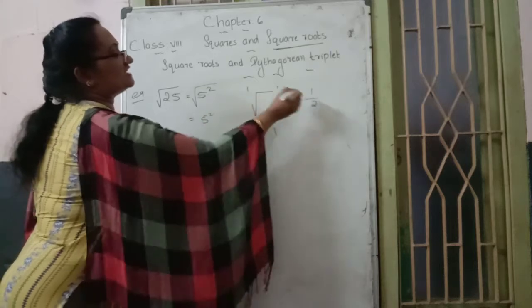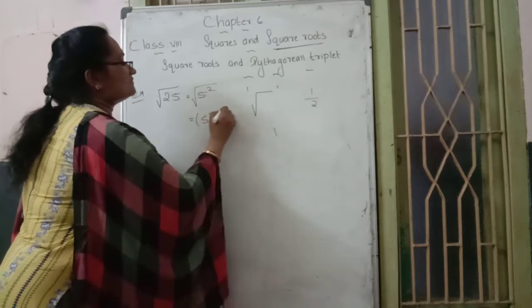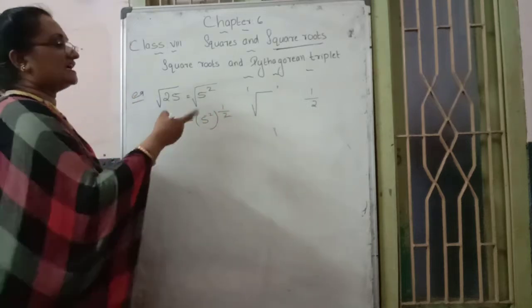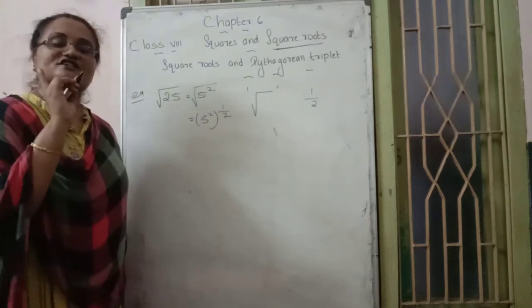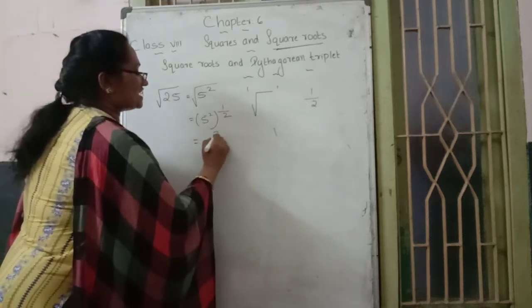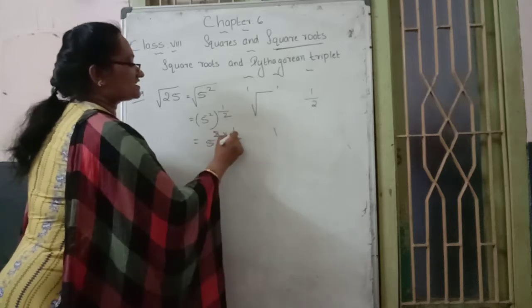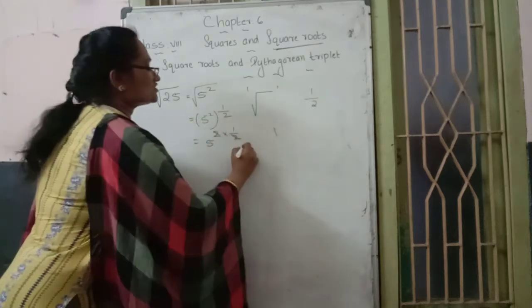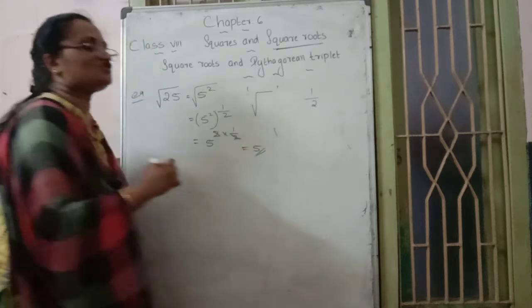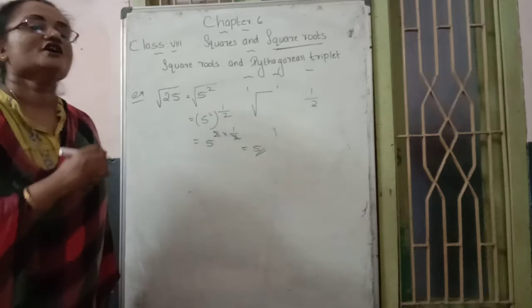I already said the square root we can write in fractional form as 1 by 2. Then the law of exponents: 2 power, powers are multiplied. So 2 into 1 by 2 is 1, numerator and denominator cancel. So 5 raised to 1. How much is the square root of 25? 5 is the square root of 25.